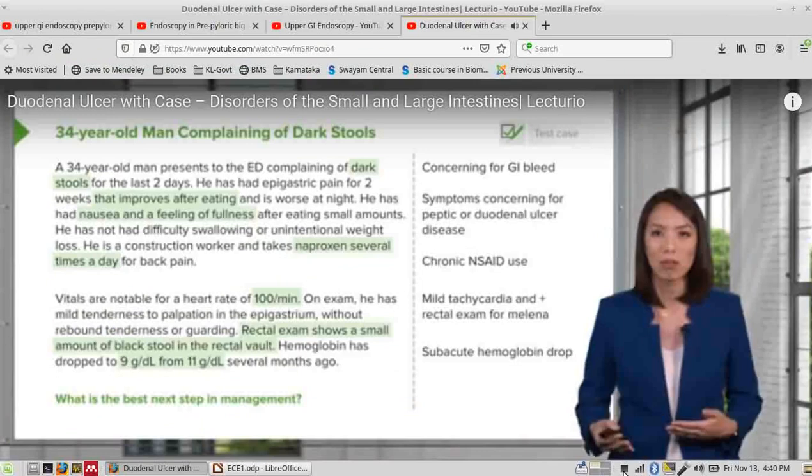Then what other point is there in this question? He is a construction worker and takes naproxen several times a day. So naproxen is a painkiller. Okay, so what is that? It is an NSAID. Again it is one of the causes, one of the things which predispose to peptic ulcer. The mechanism and all I have already dealt with in theory class, so I am not explaining. Again this is just to make you understand from a case what all things should strike your mind and what you should think about it.